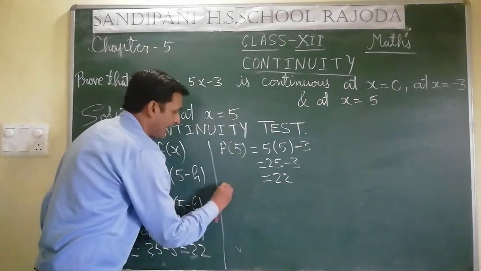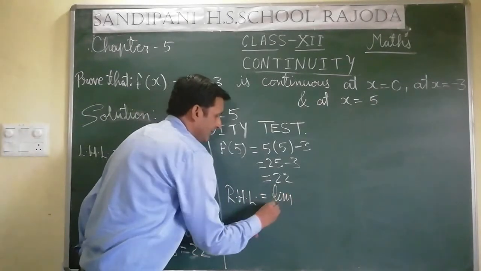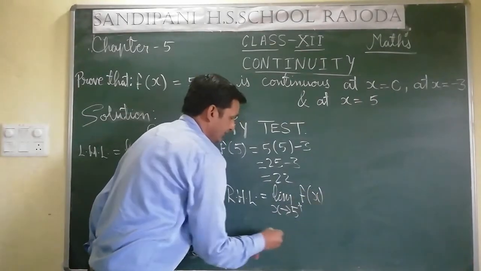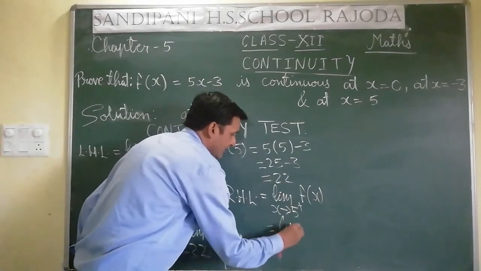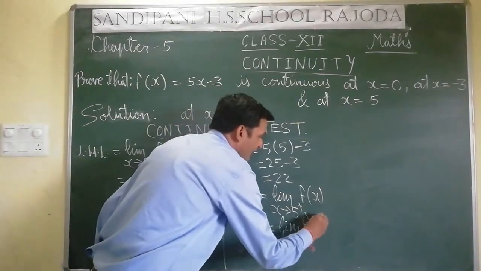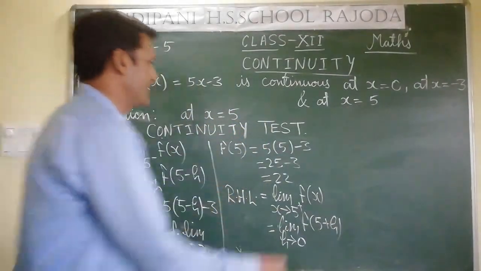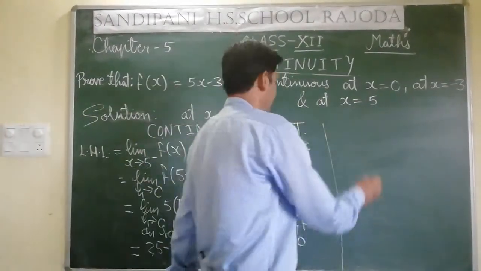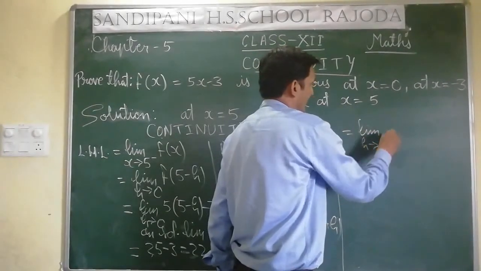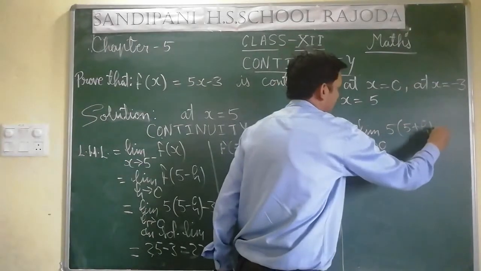Now RHL is equal to limit x tends to 5 plus f of x. There we have to write limit, again limit h tends to 0, f of 5 plus h. Now in place of x we have to put 5 plus h. So it is equal to limit h tends to 0, 5 into 5 plus h minus 3.